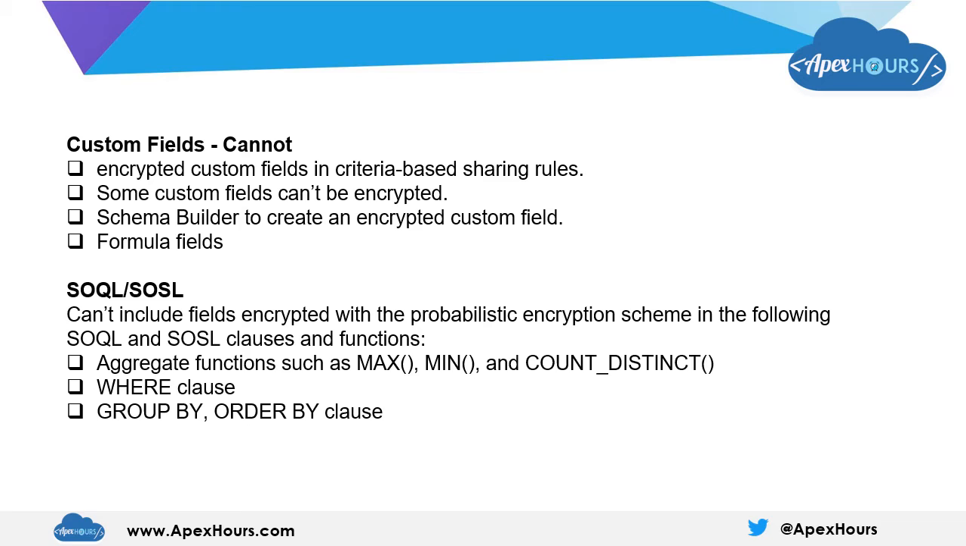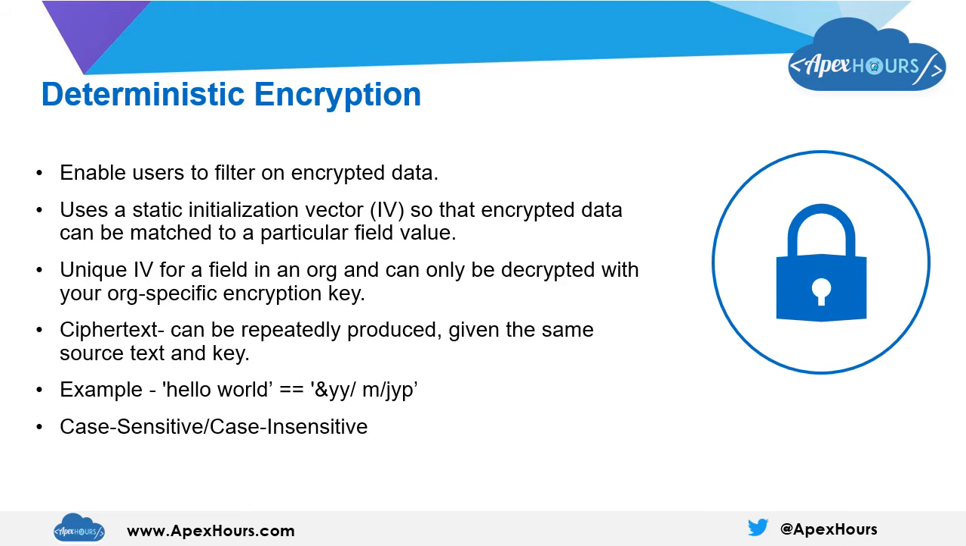Now let us see deterministic encryption. Moving on to the next slide. The advantage of deterministic encryption over probabilistic is that here we can have filters on the encrypted data. So deterministic uses a static initialization vector so that encrypted data can be matched to a particular field value. The initialization vector is unique for a given field in a given org and can be decrypted only with your specific encryption key.